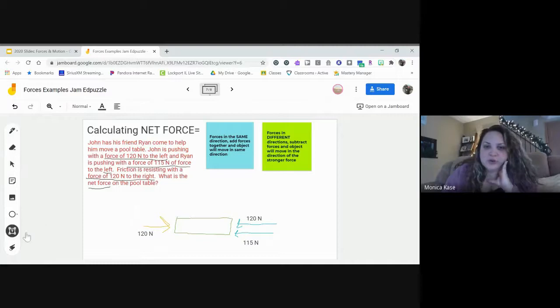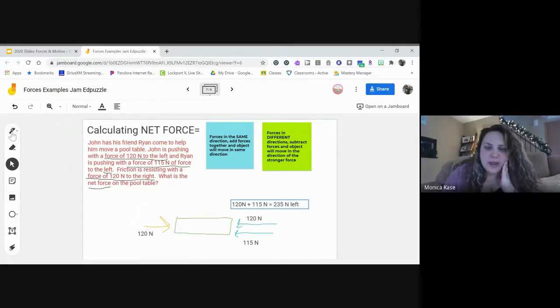So you'll take the 120 newtons and the 115 newtons, and because they are going in the same direction, please add those together. We've got 120 plus 115, which should get you a total of 235 newtons. So that's our total number of our force on that right side of our pool table, okay? That is still pushing to the left. All right, and then we have our total newtons pushing to the right of 120 newtons.